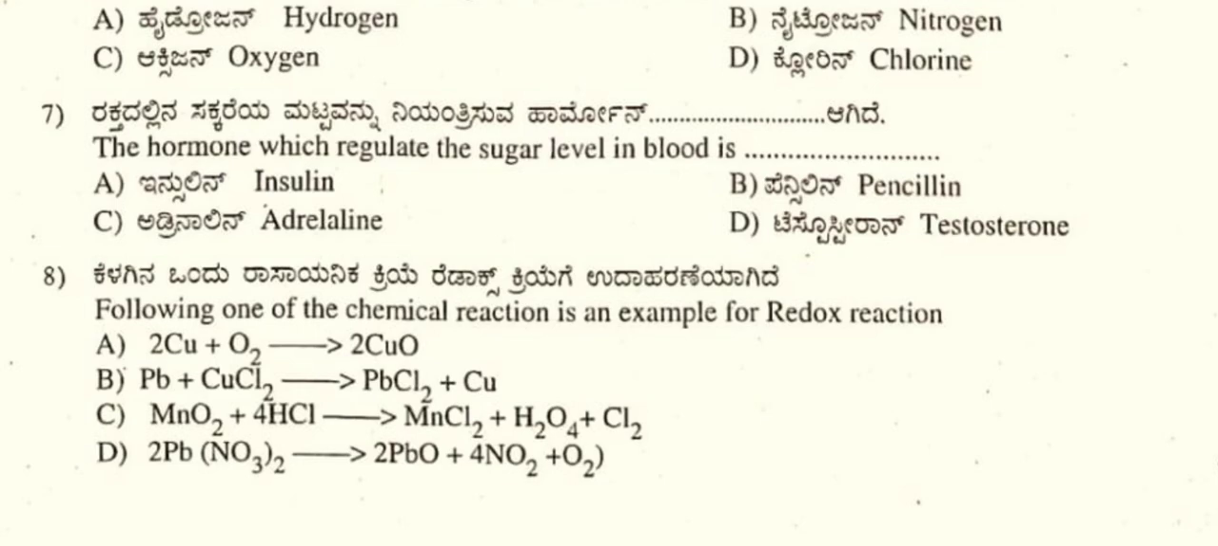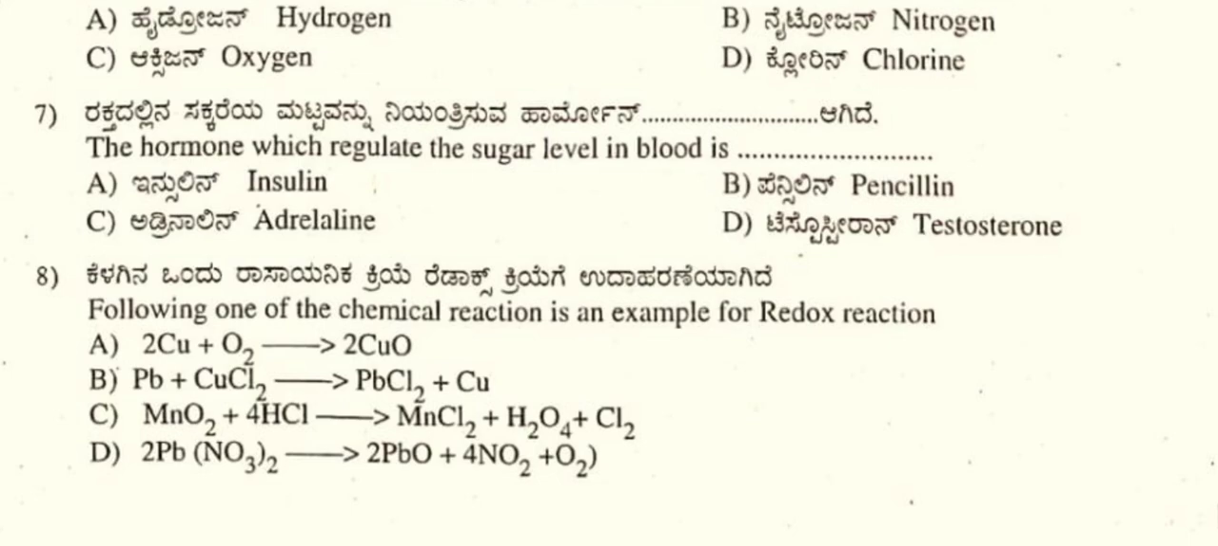Testosterone, let us see. Testosterone is produced in the testis. Testis is the male reproductive organ and it is a gland. And testosterone is the male sex hormone. And this hormone is the reason for the maleness of the boys. And it will create the puberty. It helps to produce the sperms from the testis also. So the correct answer is insulin, which is released from the pancreas.